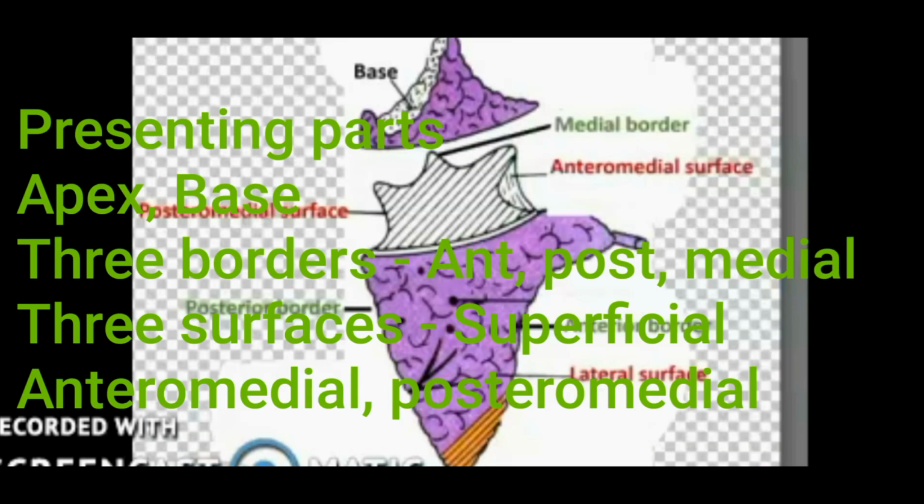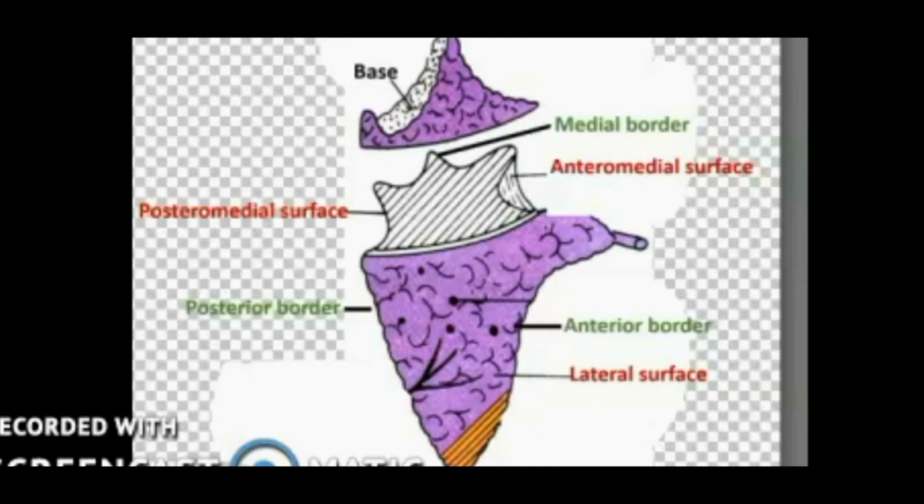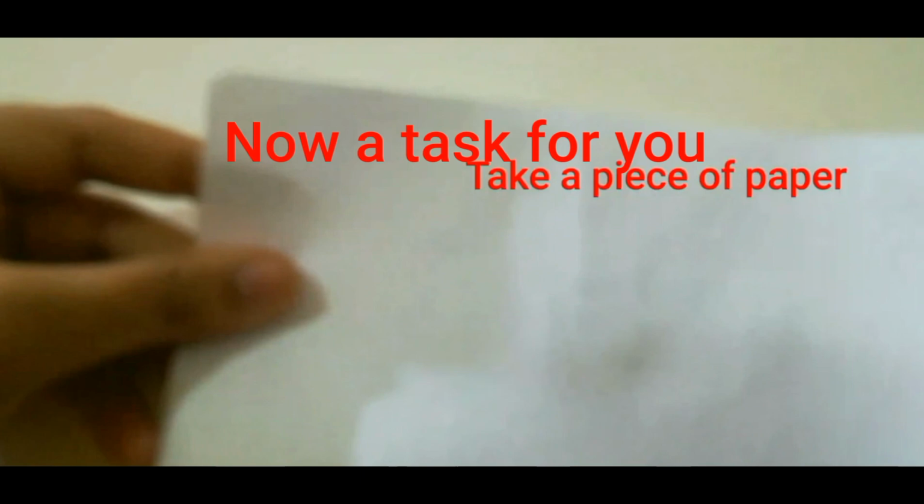Deep fascia is thin and attached to the styloid process, and it presents the following parts: apex, base, three borders and three surfaces. You can see three borders there: anterior border, posterior border and medial border. Three surfaces: lateral or superficial surface, anteromedial surface and posteromedial surface. Base is above, apex is down.